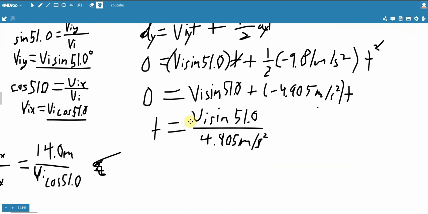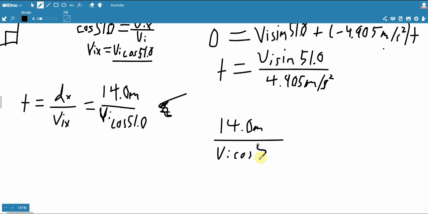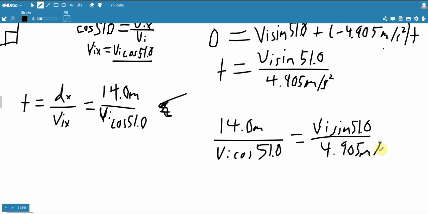We also have t equals VI sine 51 divided by 4.905. So we can just go ahead and make these two equal to each other. 14.0 divided by VI cosine 51.0 equals VI sine 51.0 divided by 4.905 meters per second squared.